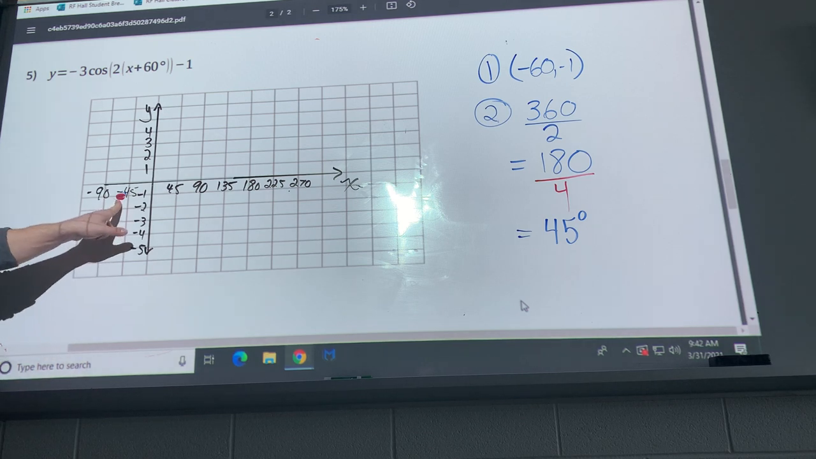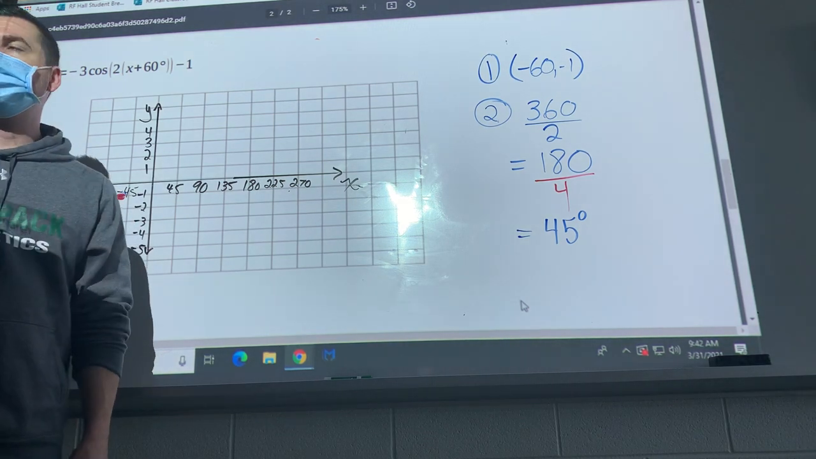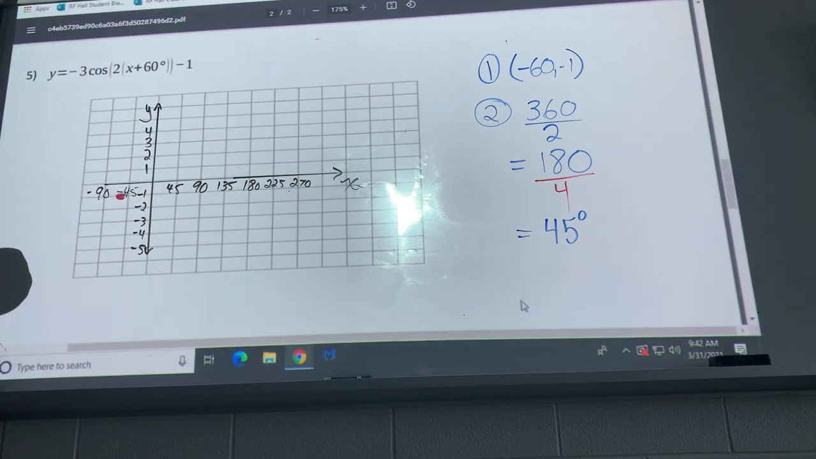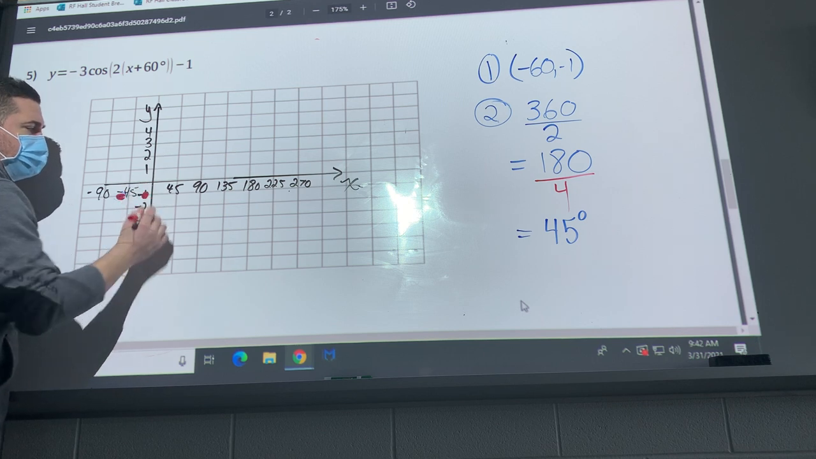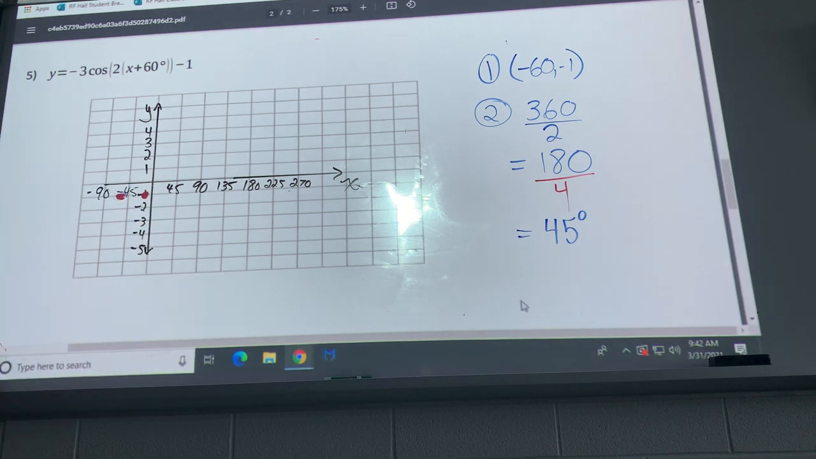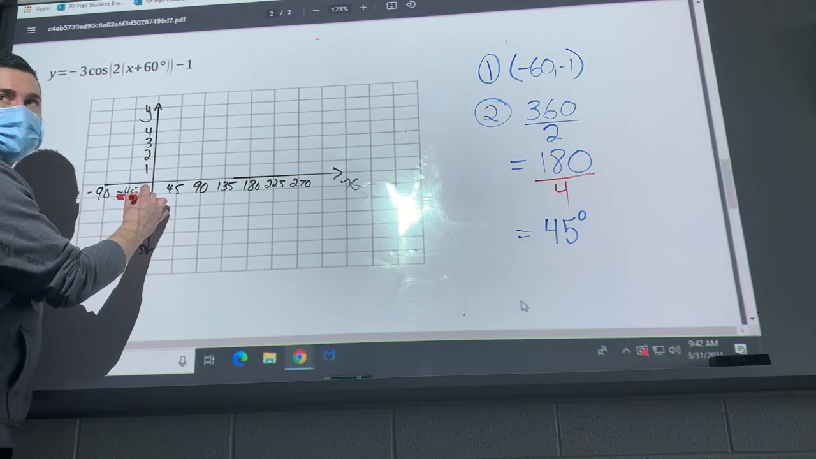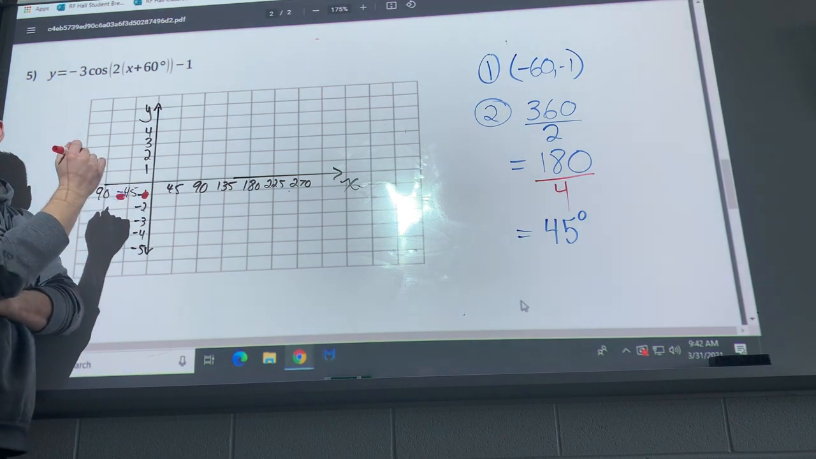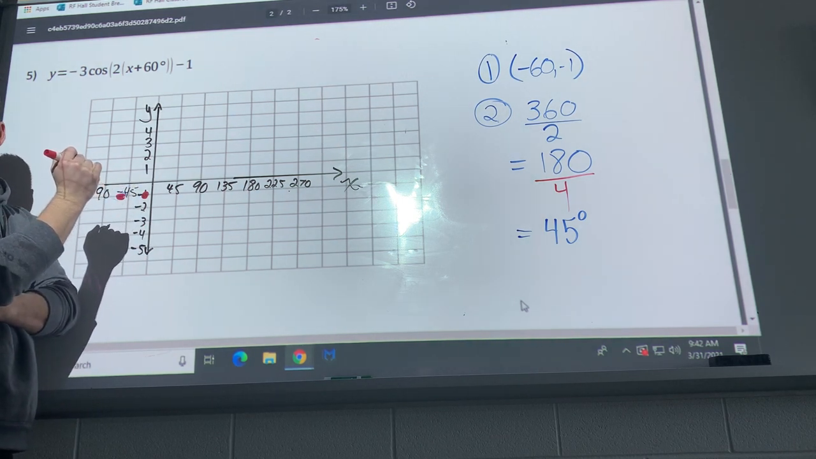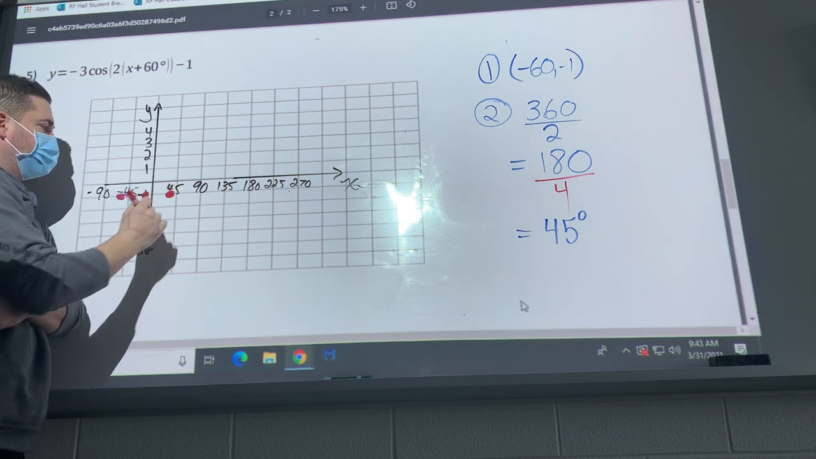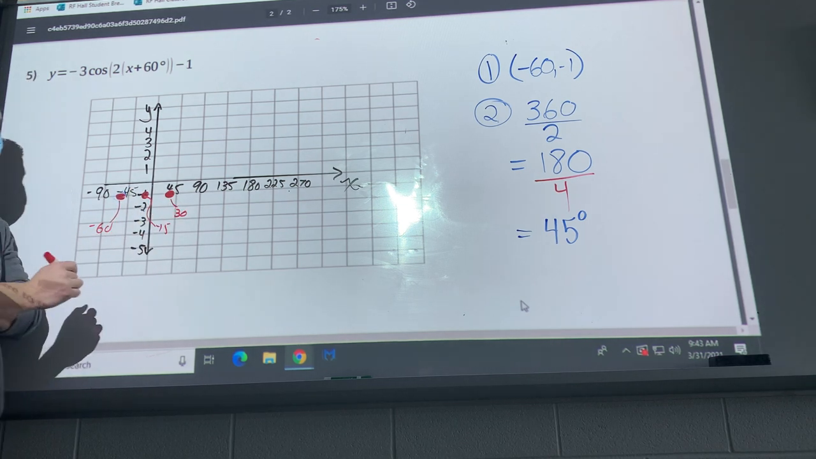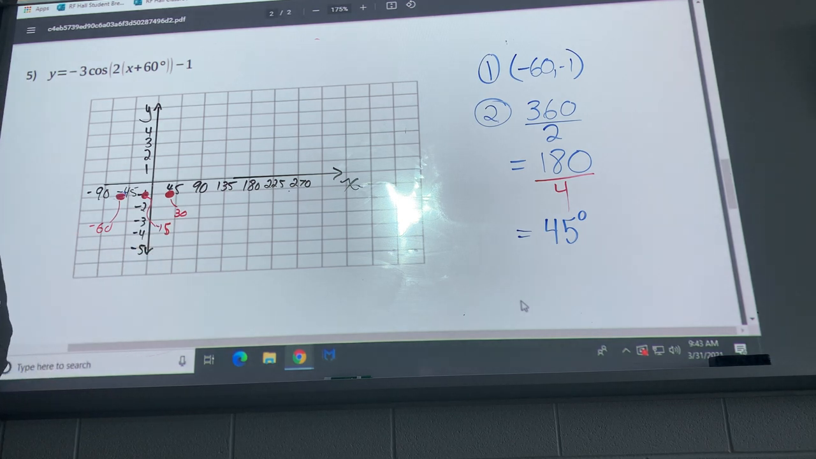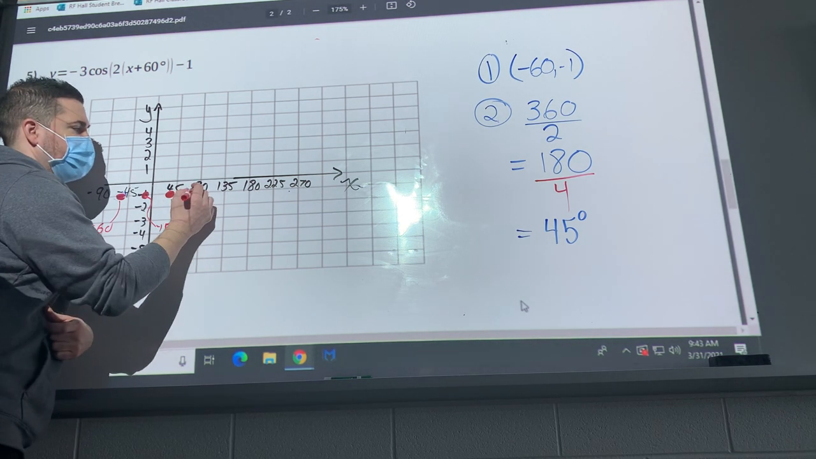So negative 60 plus 45 is what? Negative 15, good. So we'll go from negative 60 to now negative 15. Should have gone by 60s. Negative 15 plus 45. Owen? 30. So this is negative 60, negative 15, positive 30. 30 plus 45. 75. Good.